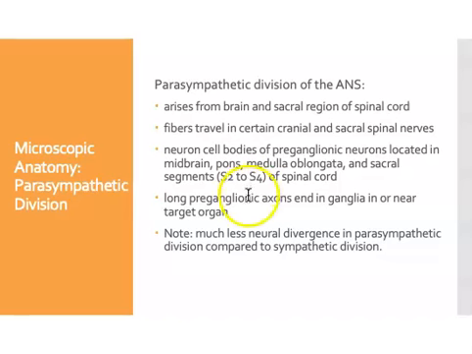Now, one important thing to note is right here. There's a lot less divergence of the nerves in the parasympathetic division compared to the sympathetic division. We're just not going to see the amount of branching in these nerves in the peripheral part of the nervous system that we do on the sympathetic side.